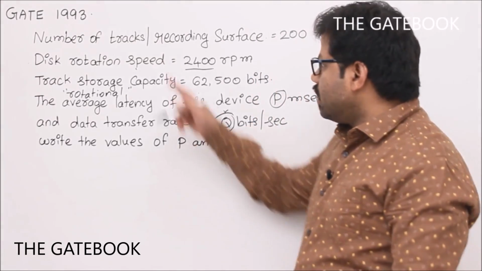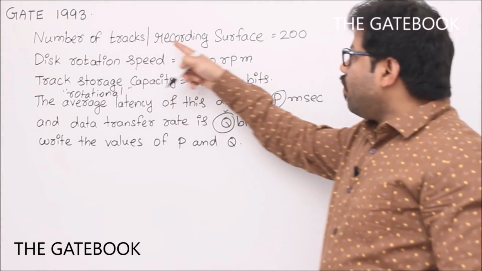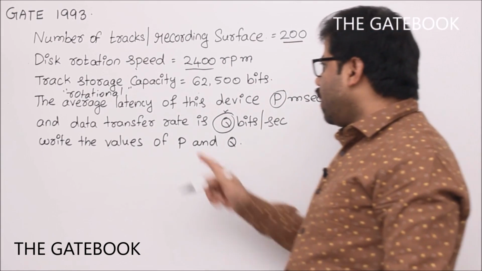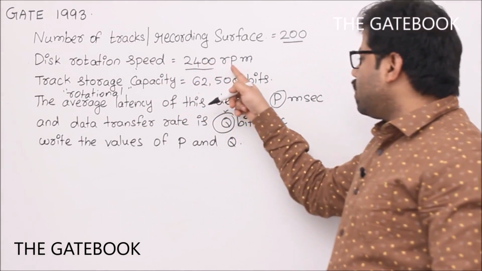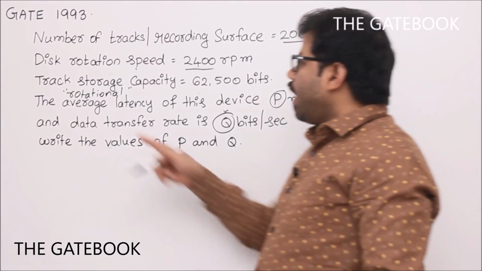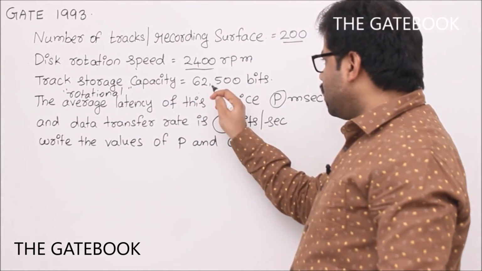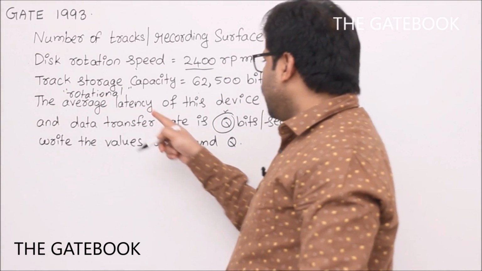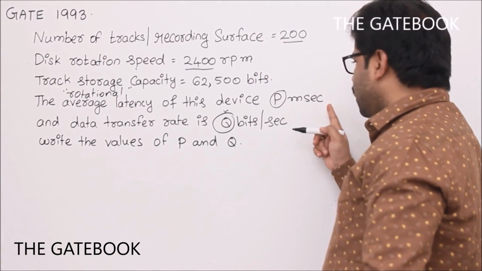Yeah, we'll see this question which was asked in the 1993 paper. The number of tracks per recording surface is given, which is 200. Remember it. The disk rotation speed is 2400 rotations per minute. Now the track storage capacity is given, which is 62,500 bits. You remember? Now the rotational latency of this device is p milliseconds.